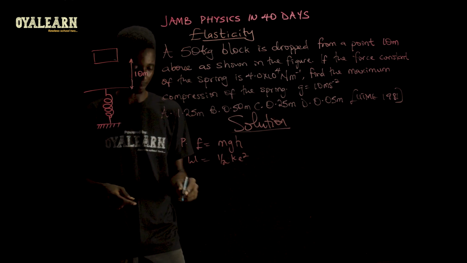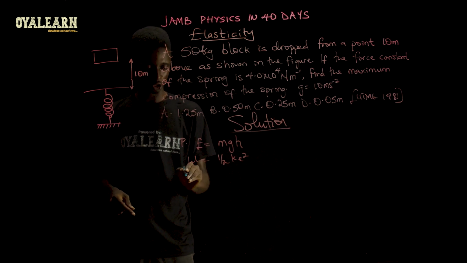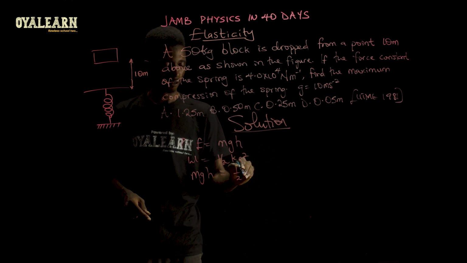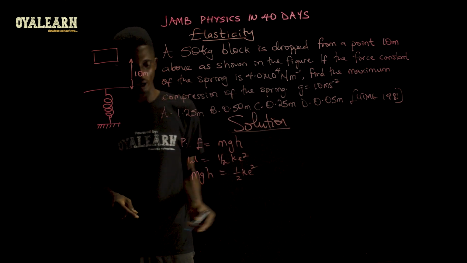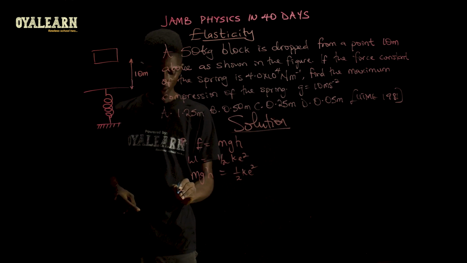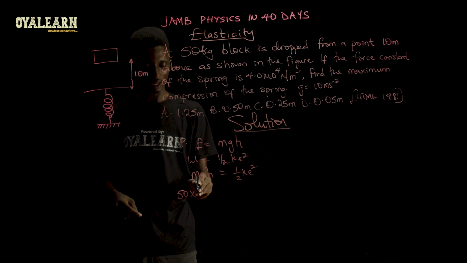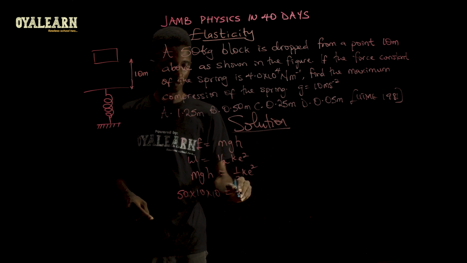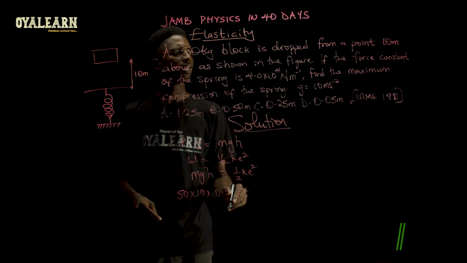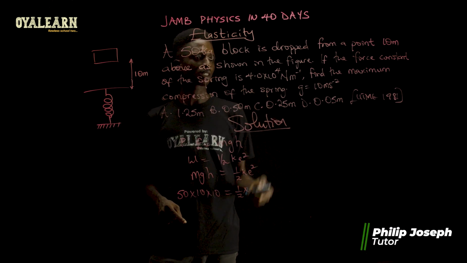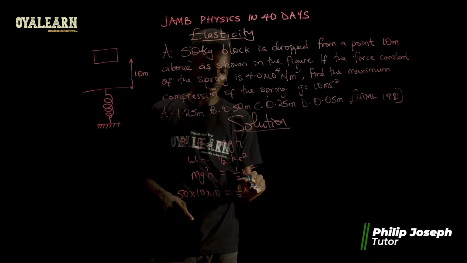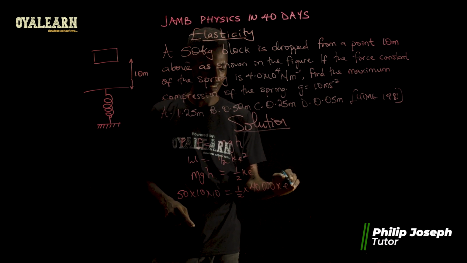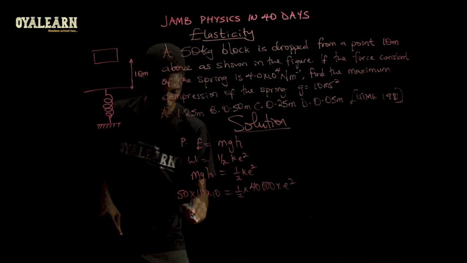So you're looking at potential energy in this block being converted into the energy stored in the spring. So let's equate them. So we can then say mgh equals half ke squared. So the mass is given, 50 multiplied by g, which is 10, multiplied by height, which is 10, equals 1 over 2 k. K is given as 4 times 10 raised to the power 4, that is 40,000, multiplied by e squared.